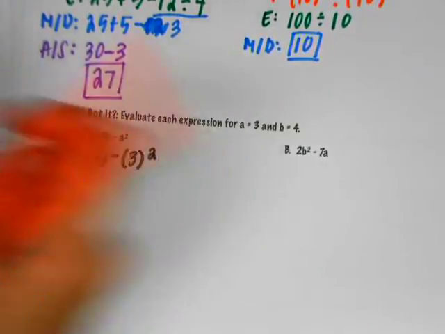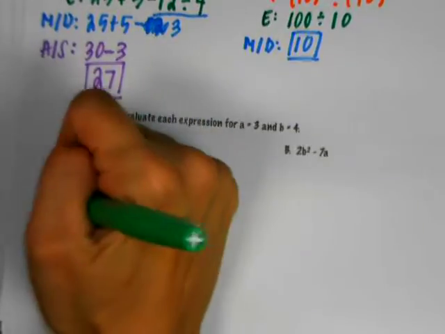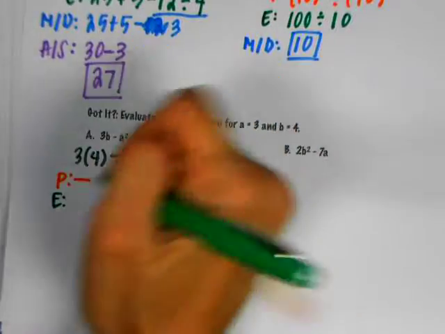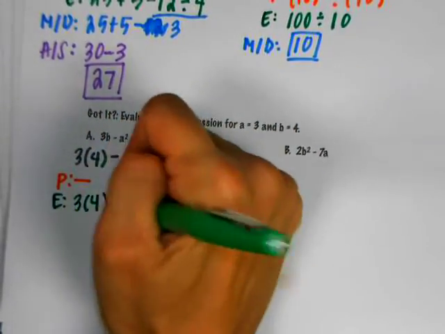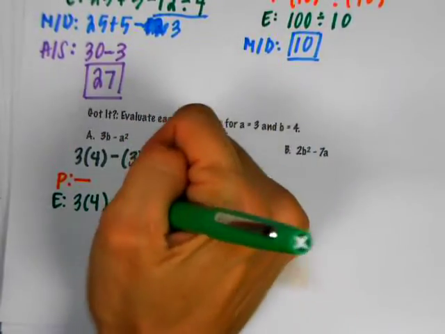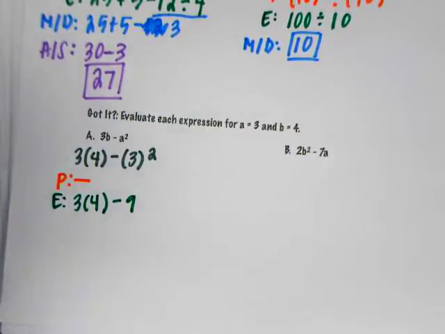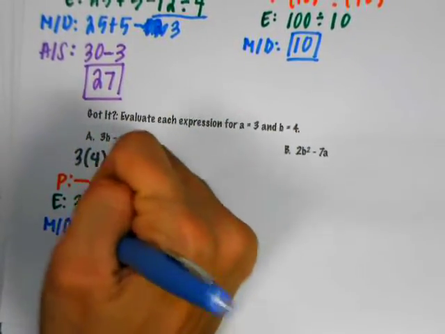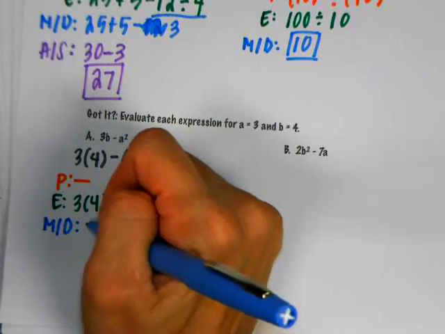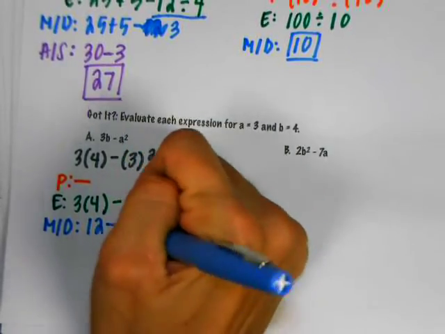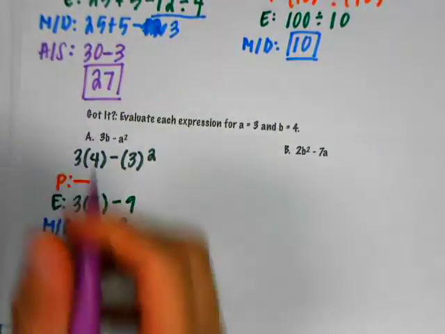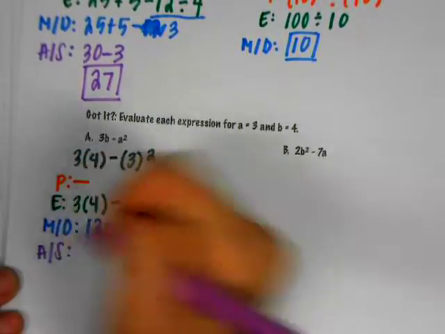We don't have anything in parentheses. We do have an exponent. 3 squared is what? 9. Okay, multiplication, division. 3 times 4 is what? 12. Yep, and then you'll finish that off with your addition and subtraction. 12 minus 9.